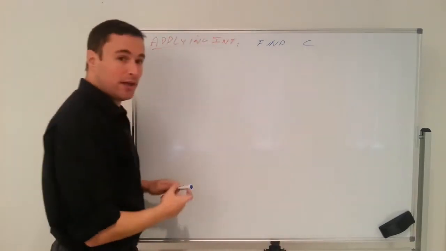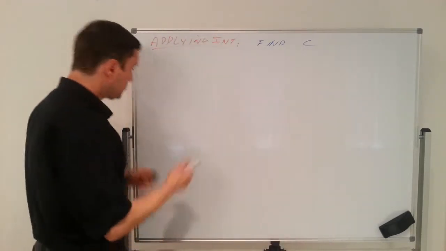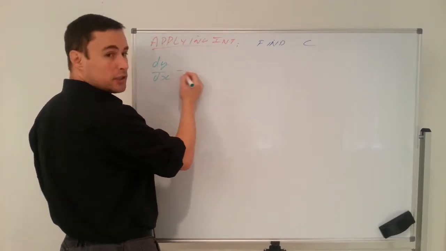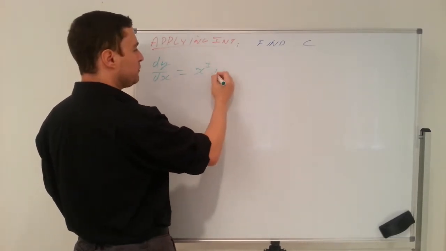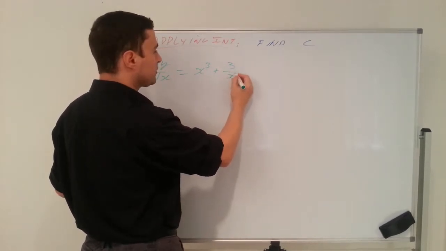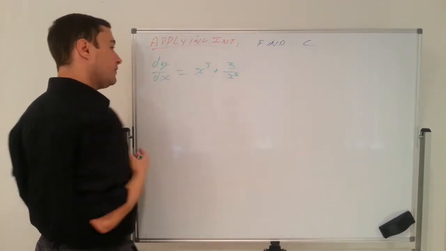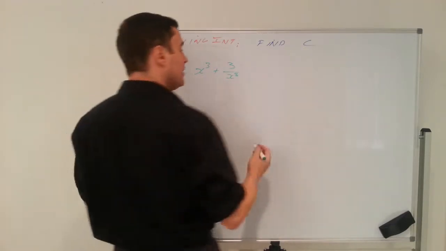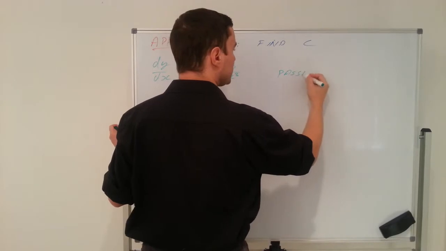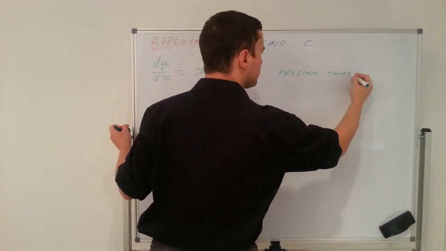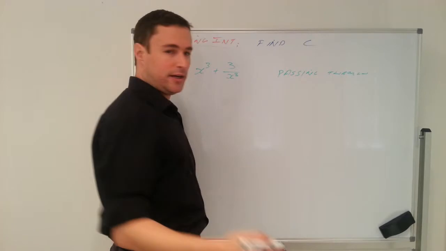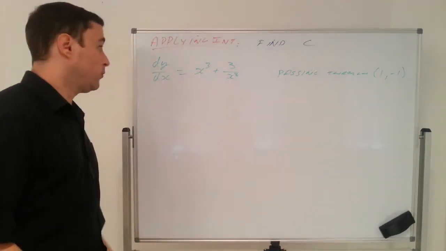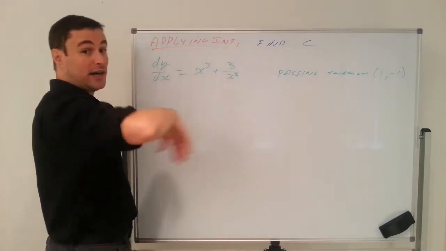Let's see. The example that I work through in this one is: if I've got dy by dx, a differential equation, equal to x cubed plus 3 over x cubed. They say find the function of this gradient that passes through the point 1, negative 1. Very straightforward. The first thing, this is our derivative. We need to find the actual function.